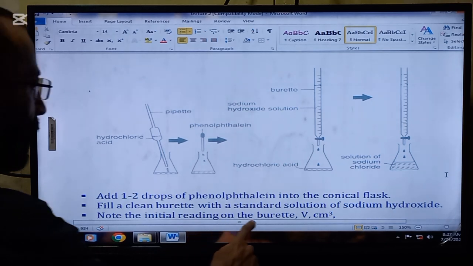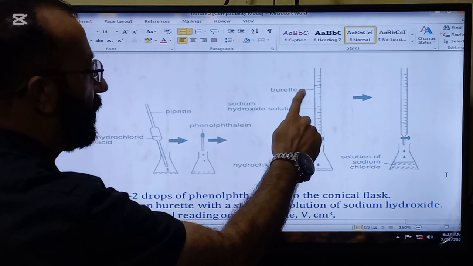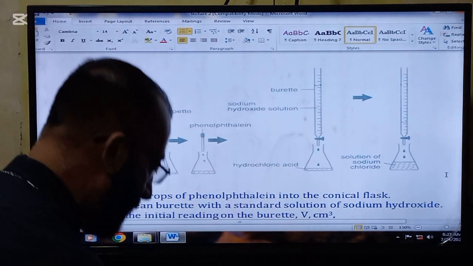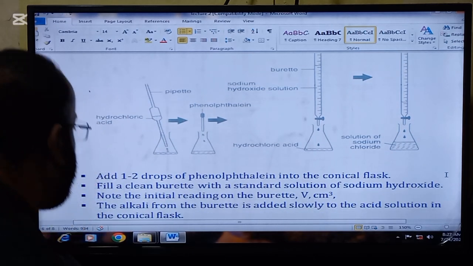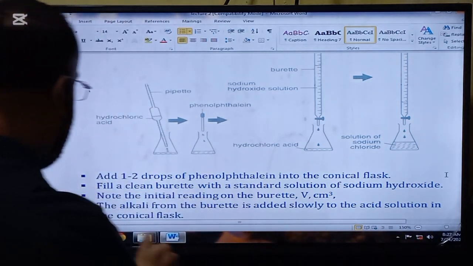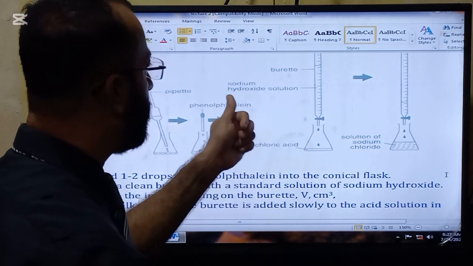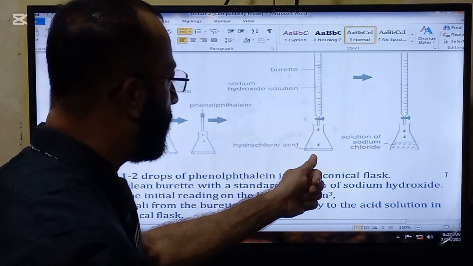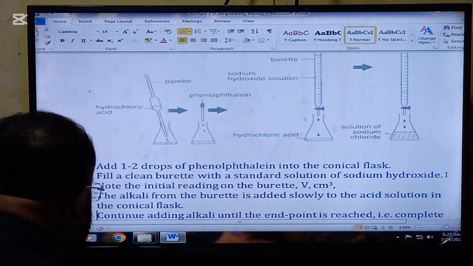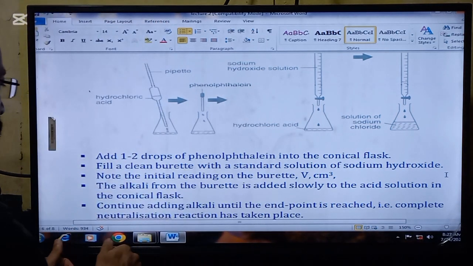So note the initial reading of the burette, which is containing sodium hydroxide solution now. Whatever the initial reading is, we will note it. That will be V1 cm³. Okay, now the next step: the alkali from the burette is added slowly to the acid solution in the conical flask drop by drop. Here you can see the alkali, that is NaOH, being added into the solution drop by drop from the burette. The further step is to continue adding alkali until the endpoint is reached, that is, until complete neutralization has taken place.